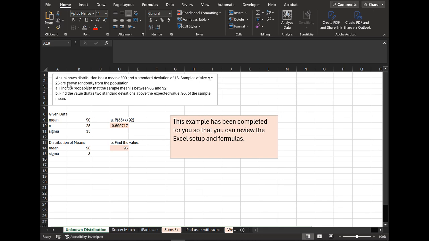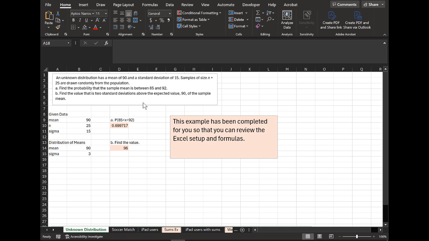Appreciate how this language is different from the previous chapters. This is saying find the probability that the sample mean is between 85 and 92. So it's not just a data point, it's specifically the mean of this 25-piece data set. What is the probability that that mean is between 85 and 92? You want to pay attention to this because this is the big pivot that we're making. And then we have the other question.